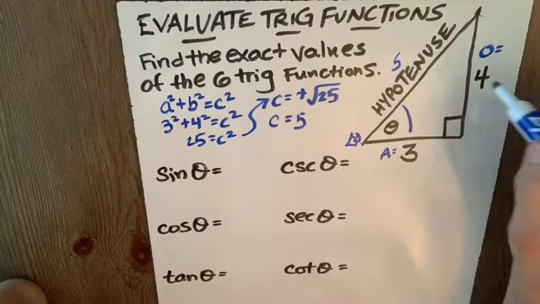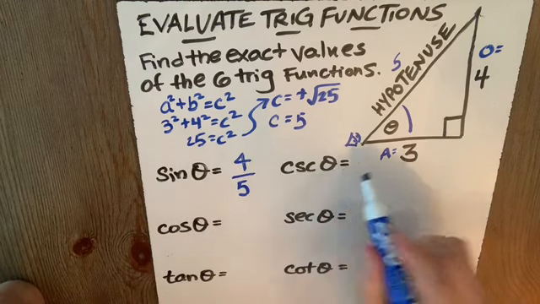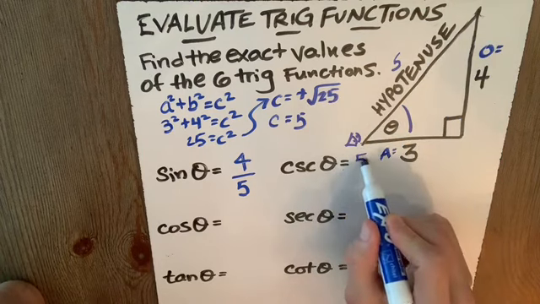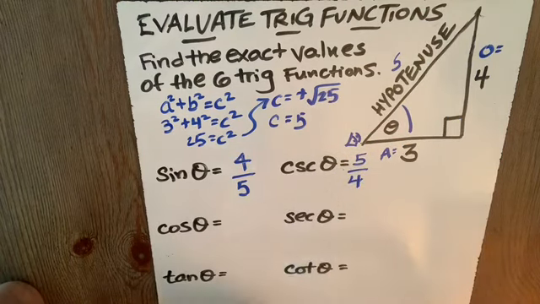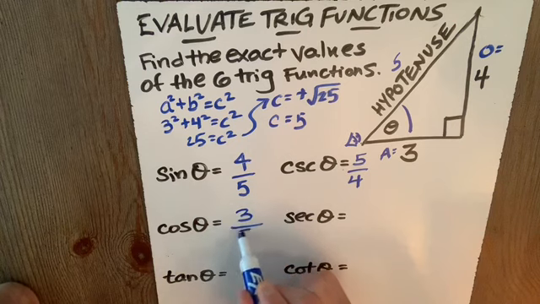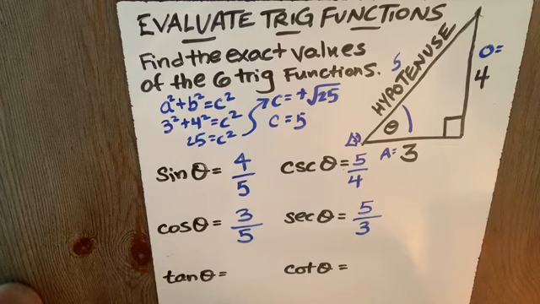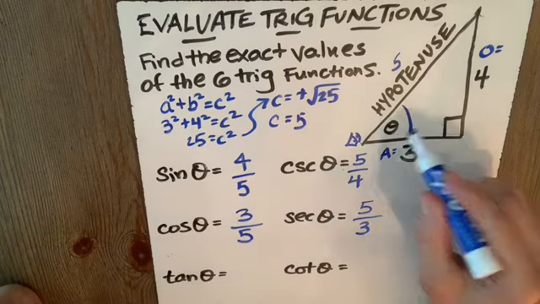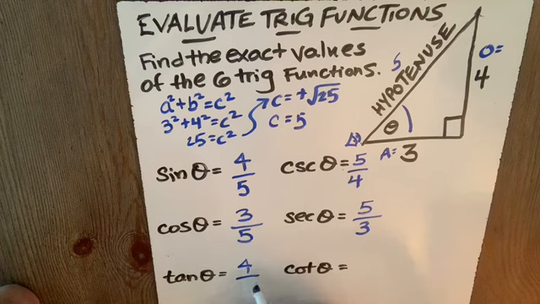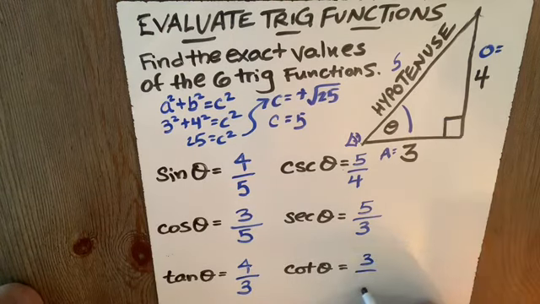Sine is opposite over hypotenuse, or 4 over 5, which means cosecant is hypotenuse over opposite, 5 over 4. If you get this one correct, you'll get this one for free if you flip it, take the reciprocal. Cosine is adjacent over hypotenuse, 3 over 5. That means secant is hypotenuse over adjacent, and you can see that those are reciprocals as well. Tangent is opposite over adjacent. That's that TOA of SOHCAHTOA, which means cotangent is adjacent over opposite, 3 over 4, and you can see that these are reciprocals as well.